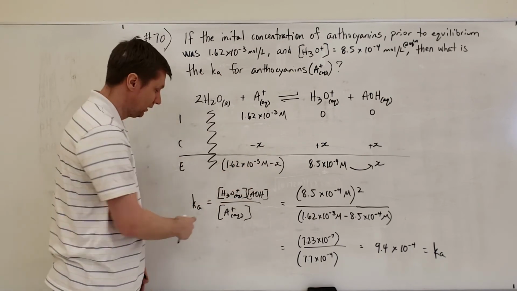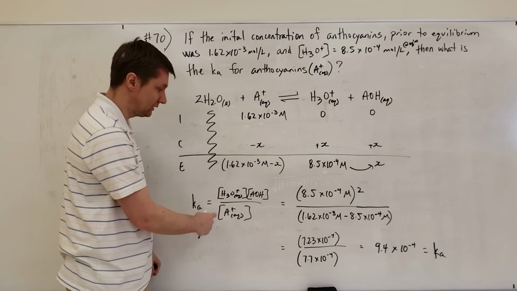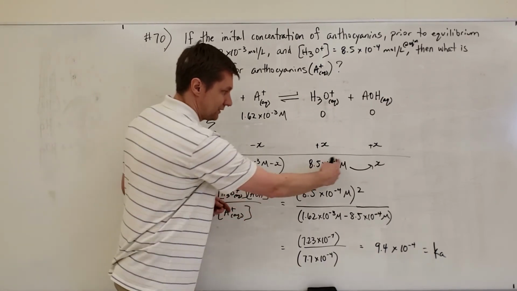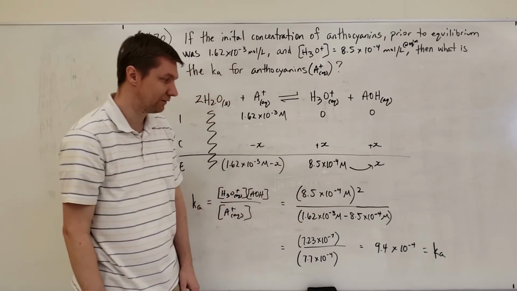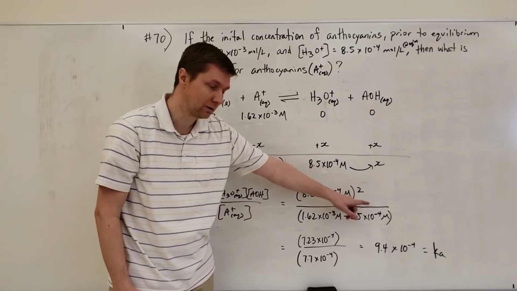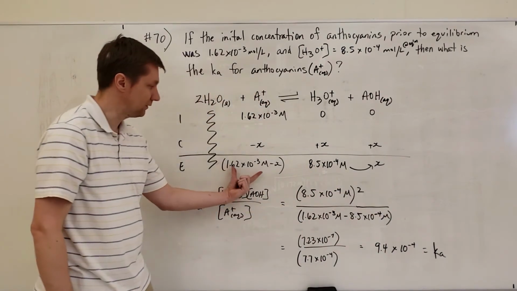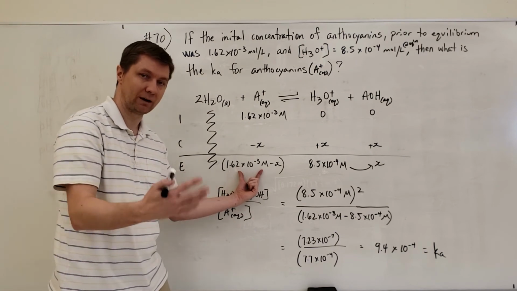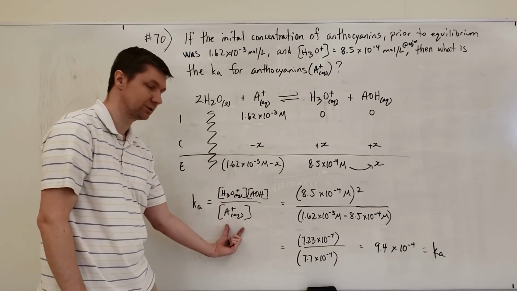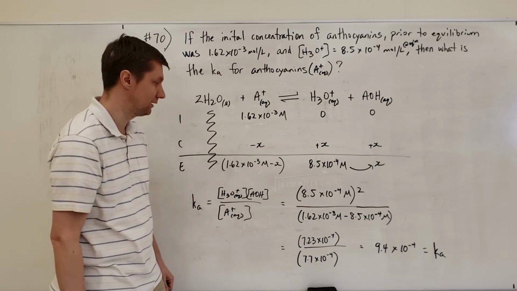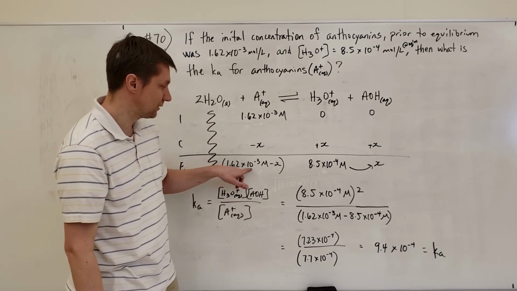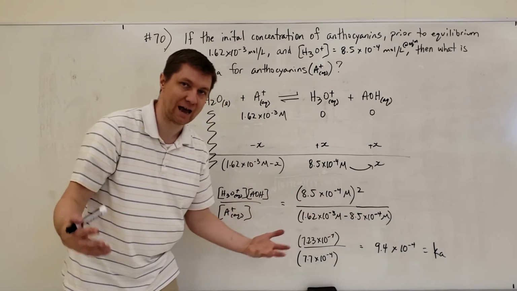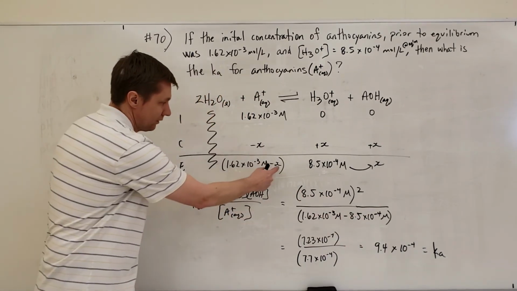So I've written my Ka expression here. You can see my products over my reactants. And you can see that my X times X is just going to yield an 8.5 times 10 to the negative 4 squared. And then I'm going to divide that by this calculation right here, which is the equilibrium concentration of my reactant in this Ka expression, the concentration of A+, this anthocyanins. So 1.62 times 10 to the negative 3 minus 8.5 times 10 to the negative 4, which is the X in that formula right here.